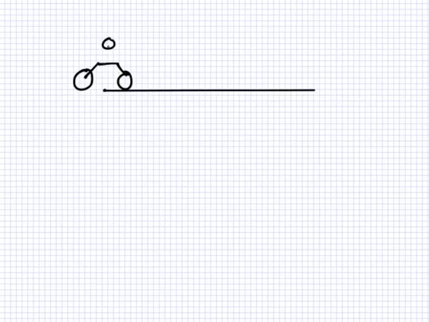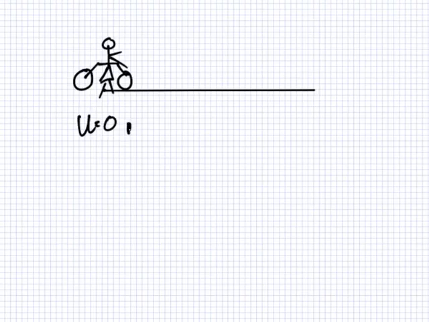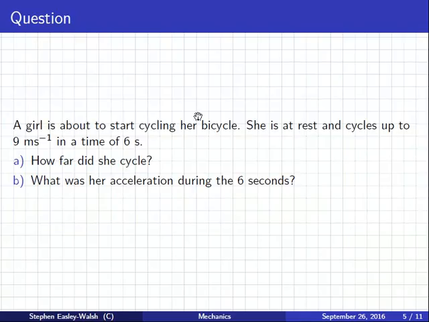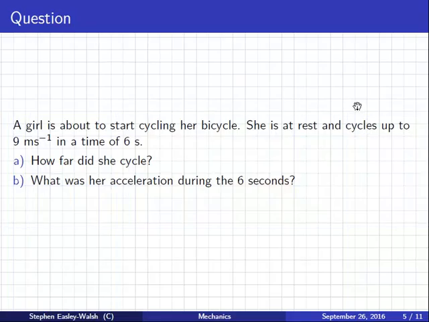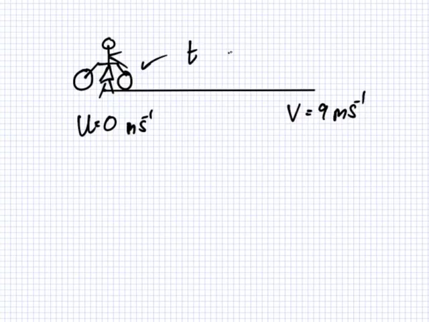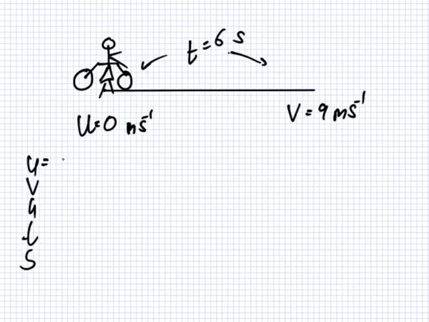So, what information do I give you in the question then? U, V, and T. There you go, bicycle. Right, so starts at rest. So that means the U is 0 meters per second. And then she finishes here at a speed of 9 meters per second. And what else are we told? The time it took to get from here to here was 6 seconds. So U, V, A, T, S: 0, 9, 6.